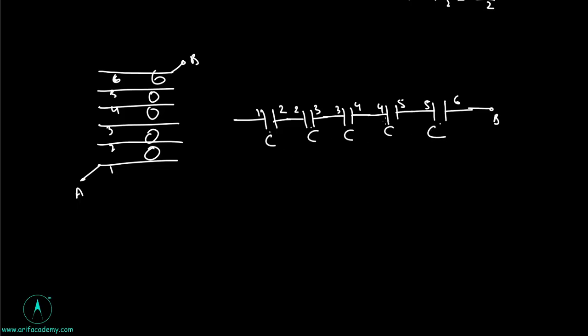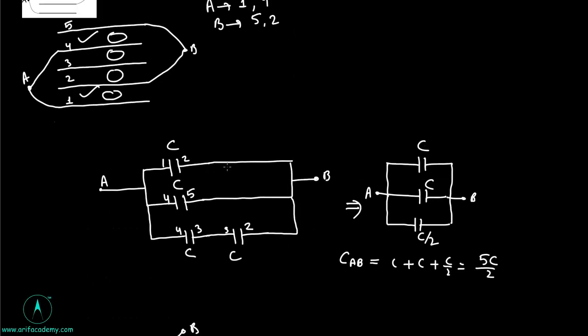in series, and this same idea is used here for plate number 3. So there is a capacitor between 2 and 3, in series with the capacitor between plates 3 and 4, this and this. So you have to keep this in mind.